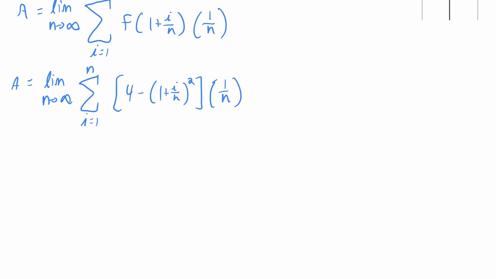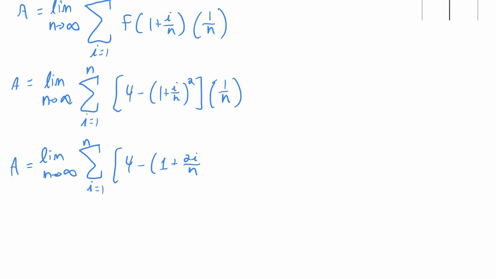And now actually let me simplify this perfect square binomial I have right there. 1 plus i over n all squared. That's 1 plus i over n times another 1 plus i over n, which would give me 1 squared, which is 1, plus 2 i over n's, plus i over n all squared, which is i squared over n squared.